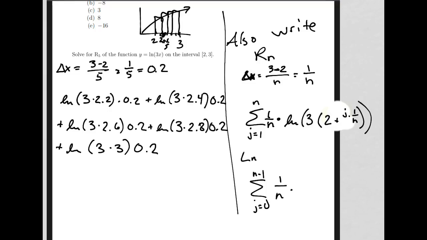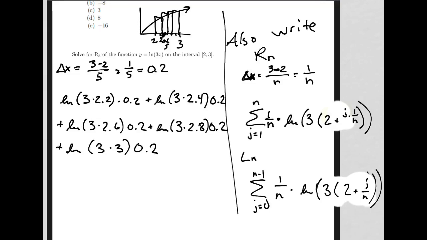So you have 1 over n times natural log of 3 plus, oh, not 3, sorry. It's 2, because we're starting at 2. So 2 plus j over n. So it's the same deal. Oh, wait, it is 3. I'm a doofus. Let's do this. So let's erase all this. So we are, yes. So it's going to be 3 times 2 plus j over n. Okay, I confused myself.